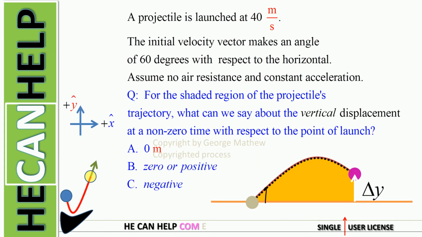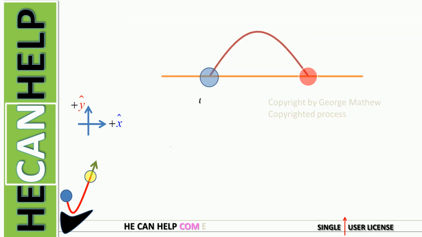At all those points of the trajectory, we see that the vertical displacement is actually positive, until you come to this point, which is point B. If you're asked for the displacement between points A and B, then your vertical displacement is zero.